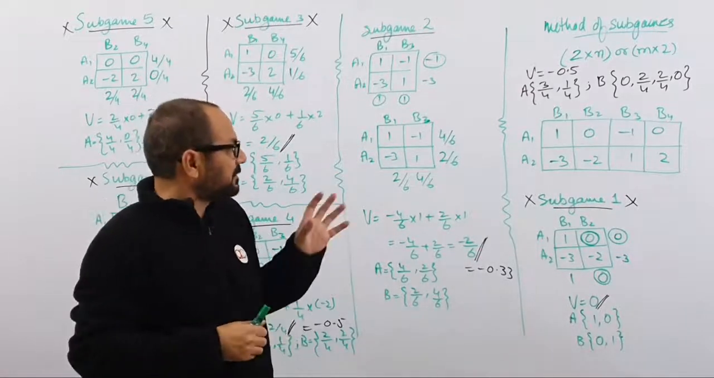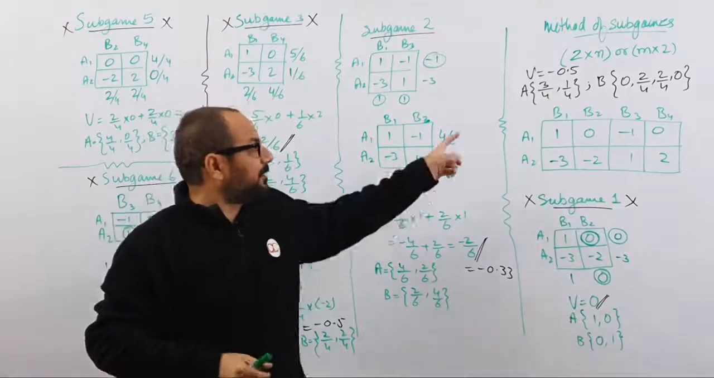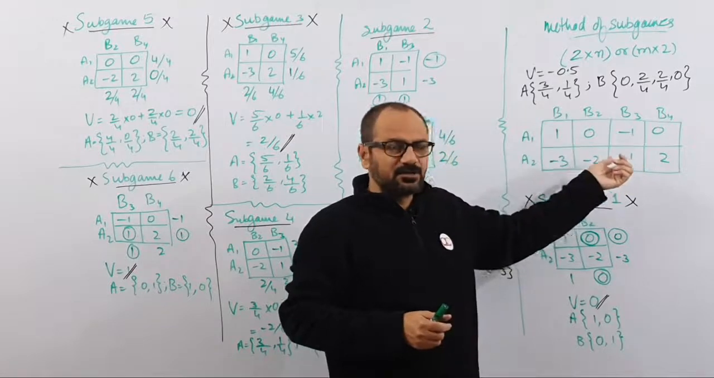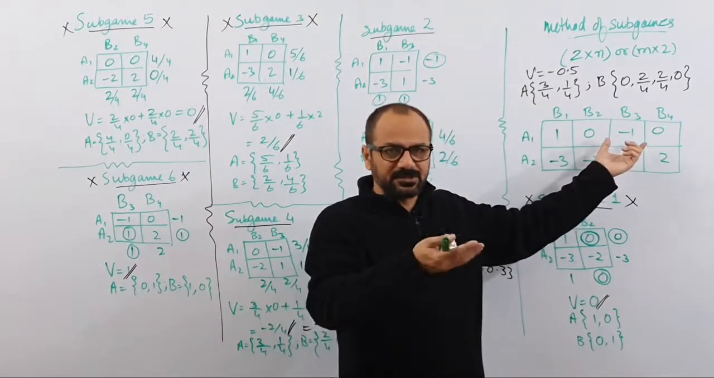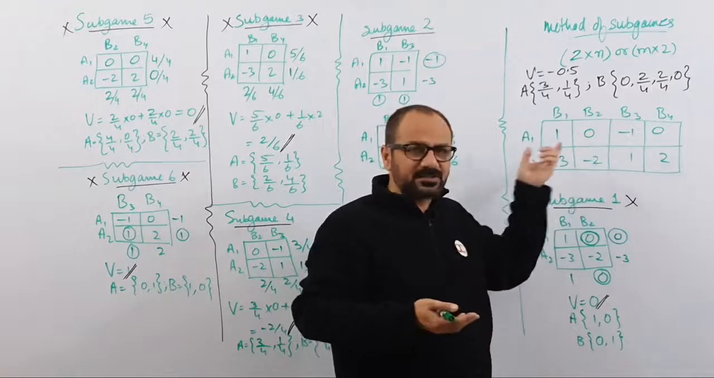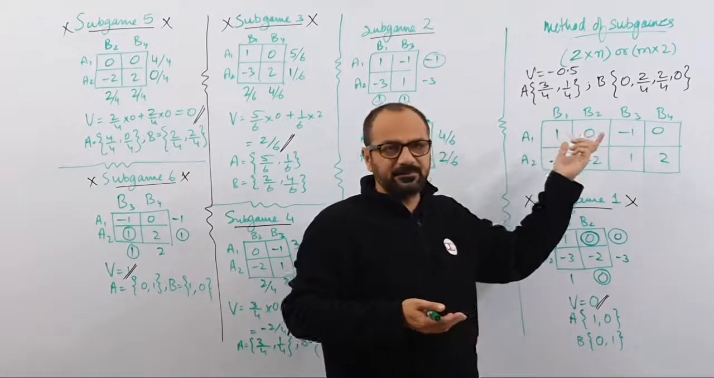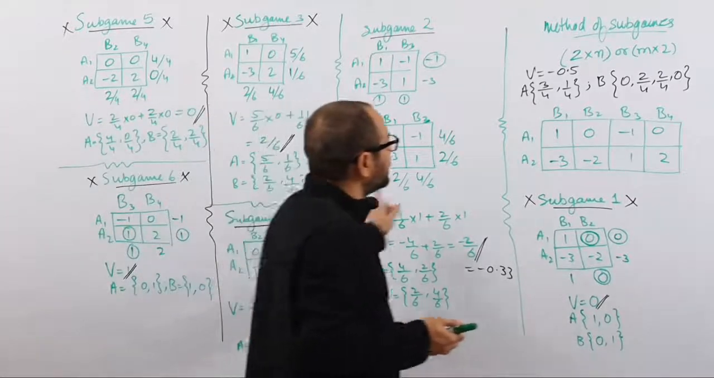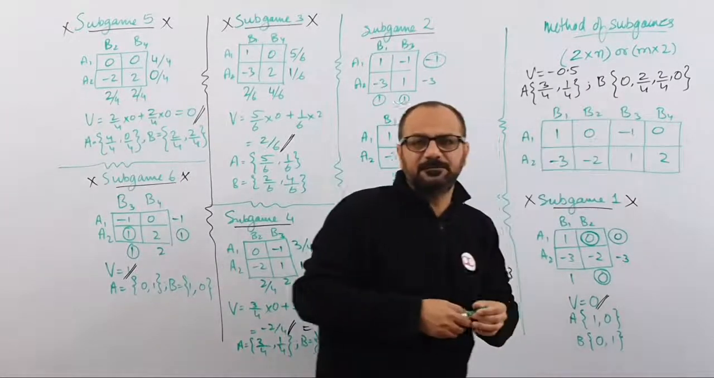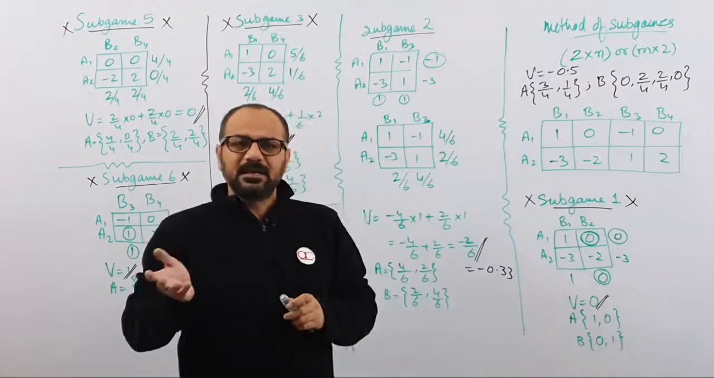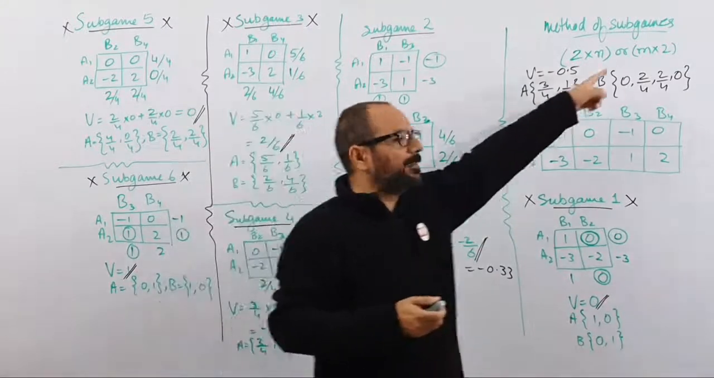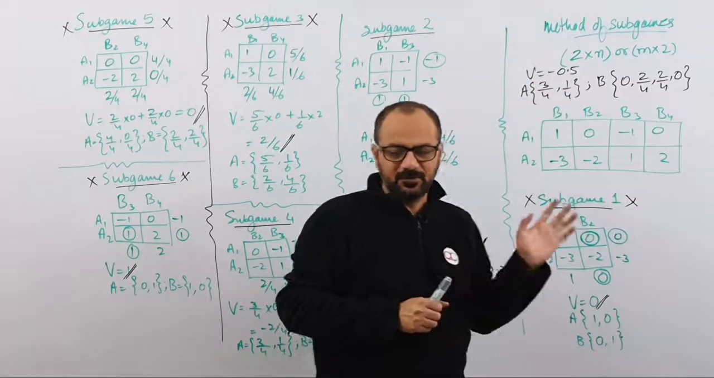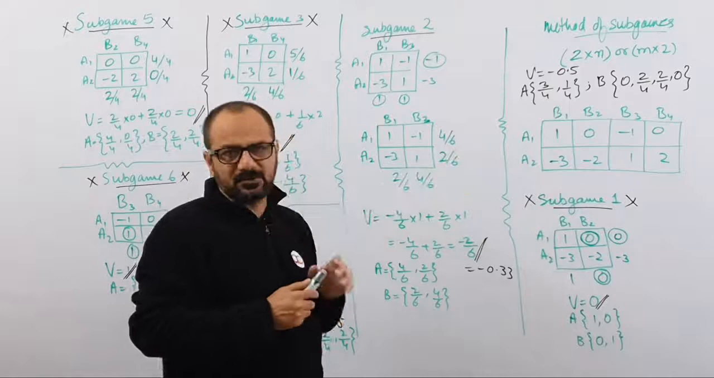Now this was a game where we had order 2 by n, 2 rows and n columns. So B was having variations. B had to choose the best combination from B1, B2, B3, B4. So he made various combinations and finally selected subgame 4, giving me a strategy of this. Now let us try a game of order m by 2, that is multiple rows and only 2 columns. So I'll remove this and put that game and then we'll go ahead and solve it.